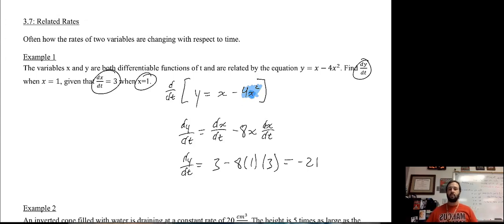They don't really give us any units in this one. It's the change in y over the change in time. They don't give any units for time, or for distance or anything like that here, so I'm not going to worry about units on this one.